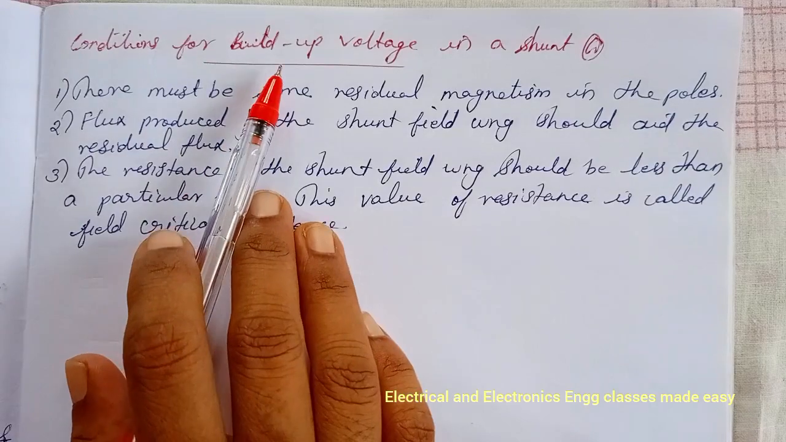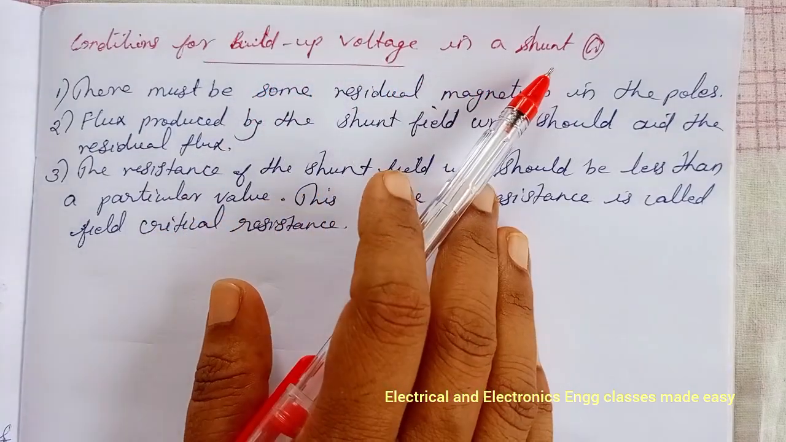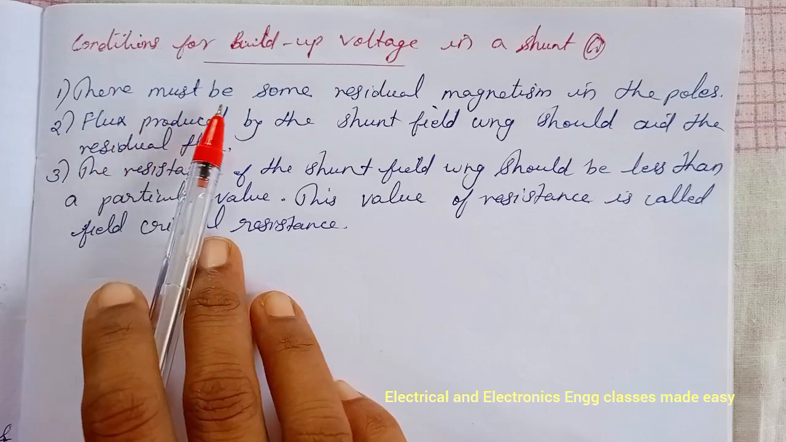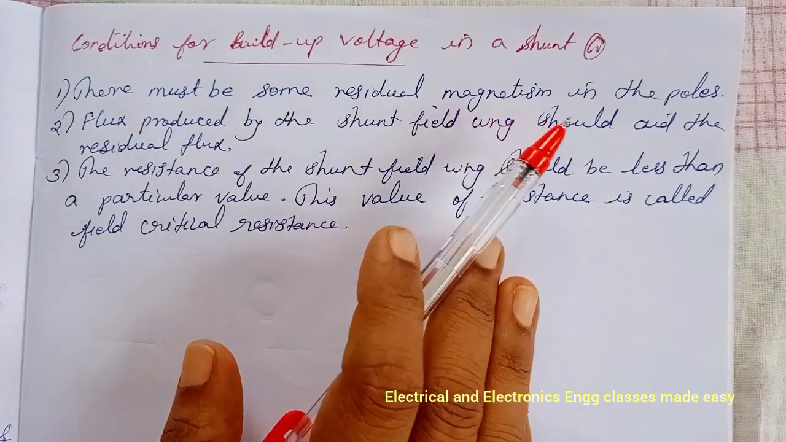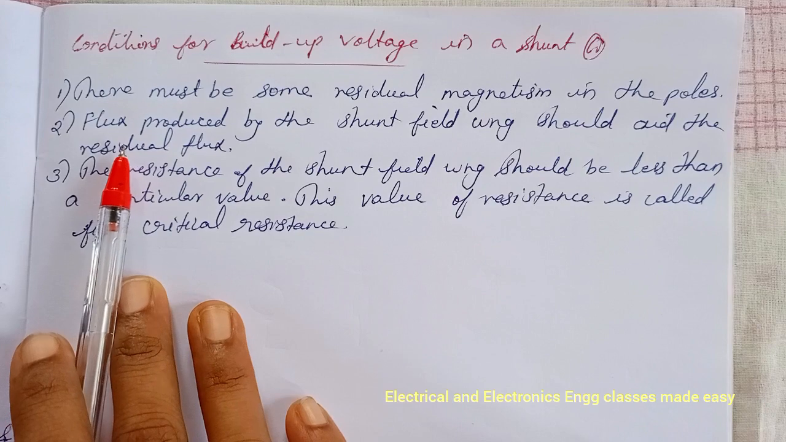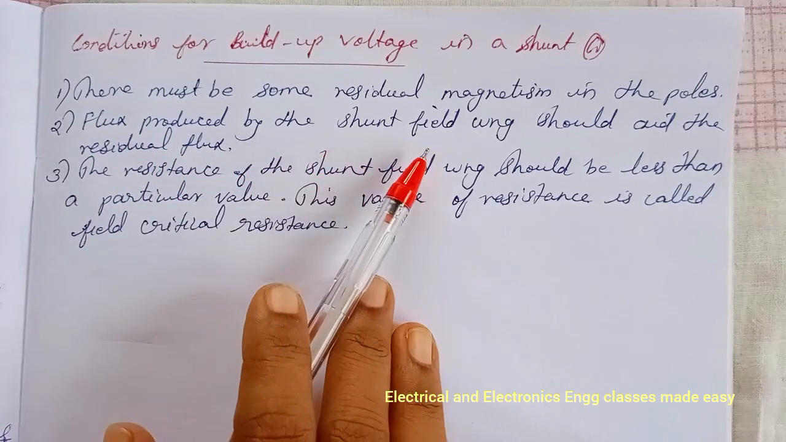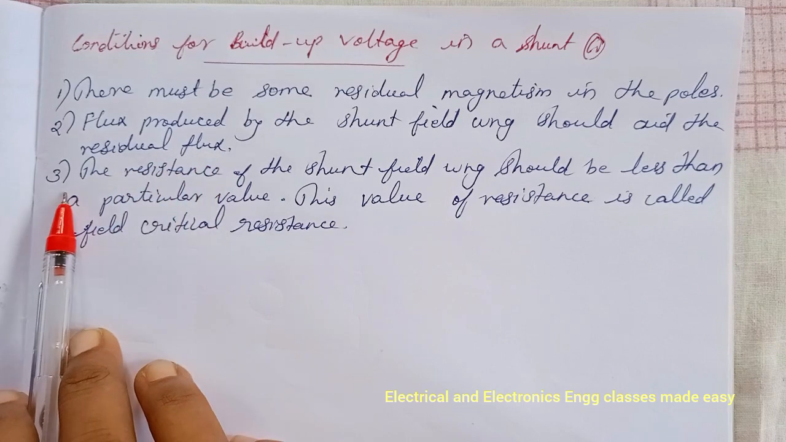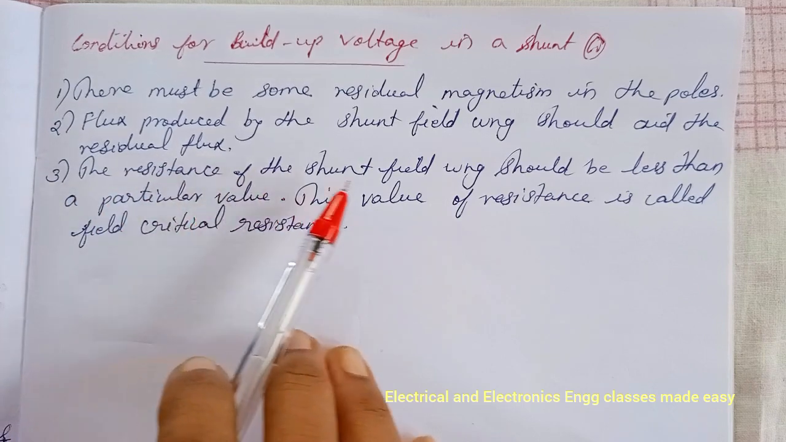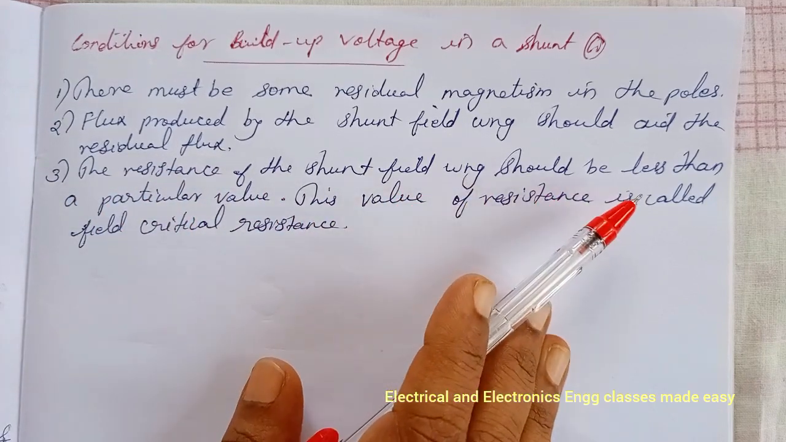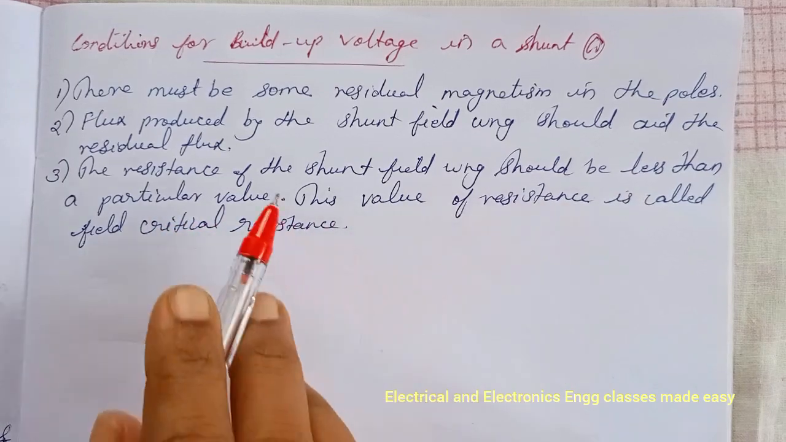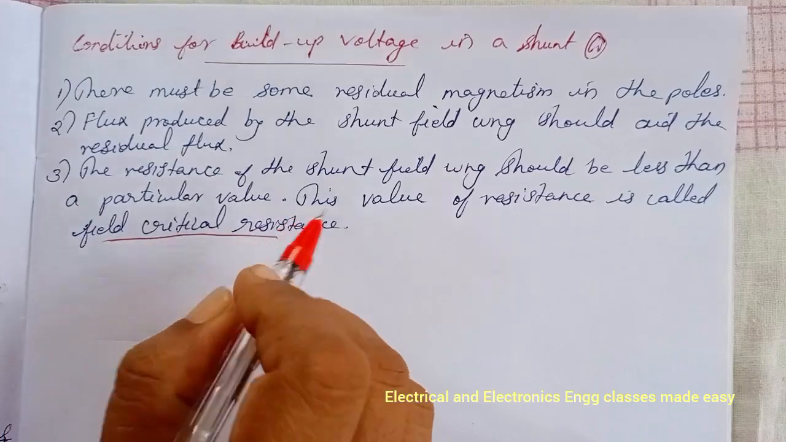Next is conditions for build-up voltage in a shunt generator. The conditions are: there must be some residual magnetism in the poles. Then second one, flux produced by the shunt field winding should aid the residual flux. Then third one, the resistance of the shunt field winding should be less than a particular value, and this value of resistance is called field critical resistance.